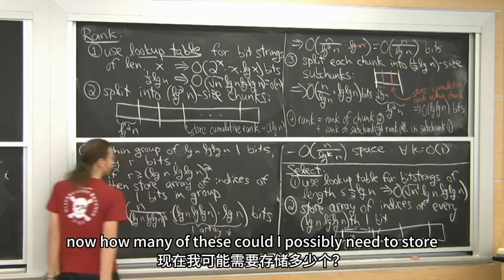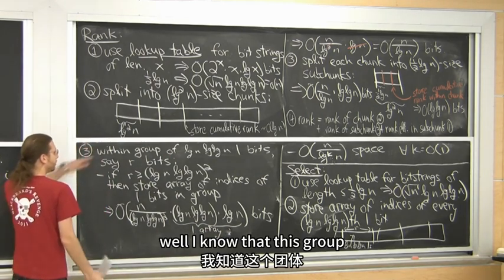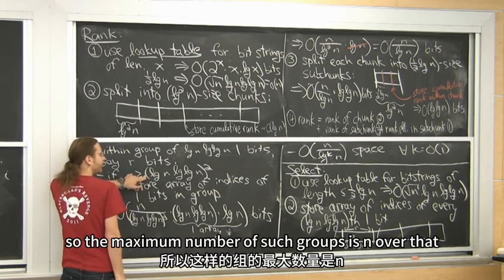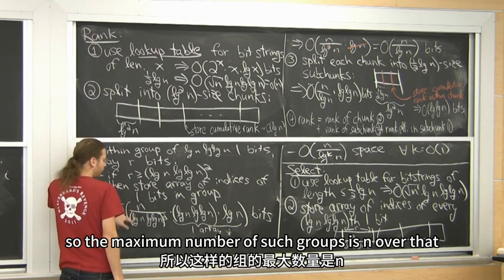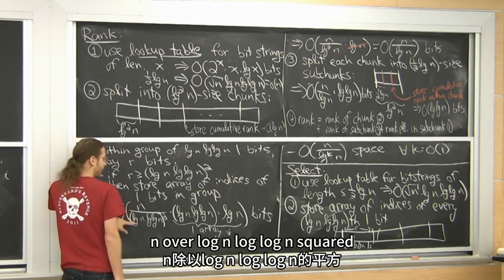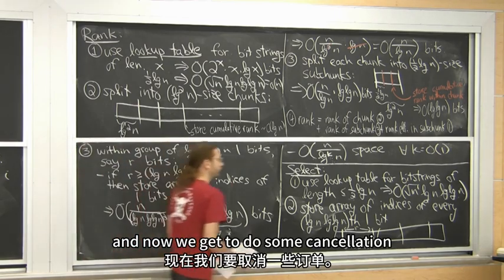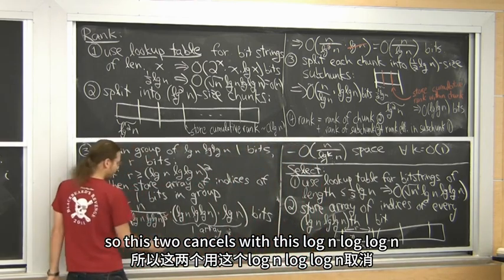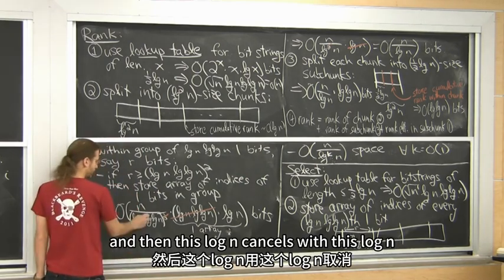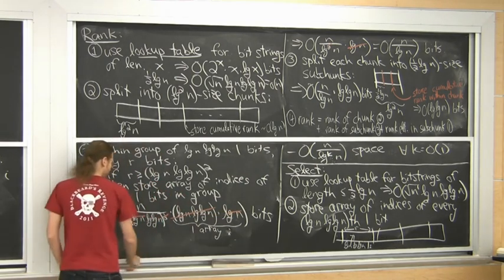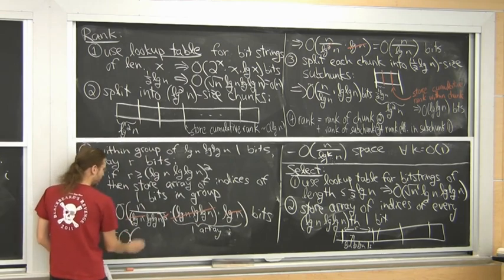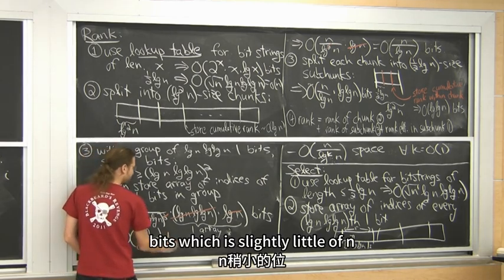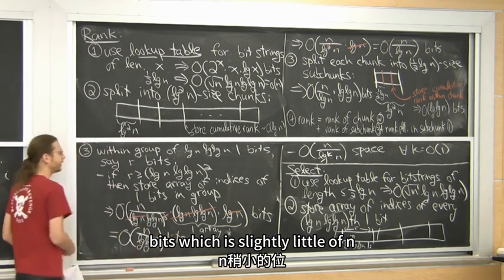Now how many of these could I possibly need to store? Well, I know that this group has log n squared bits in it. So the maximum number of such groups is n over that, n over log n squared. And now we get to do some cancellation. So this 2 cancels with this log n, and then this log n cancels with this log n, and so we get n over log n bits, which is slightly little o of n.